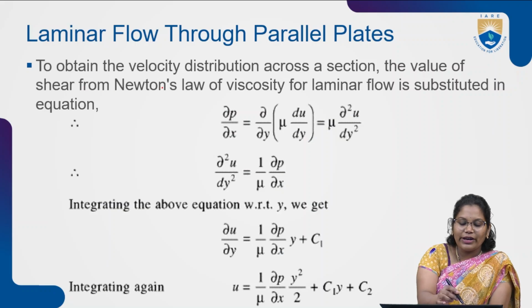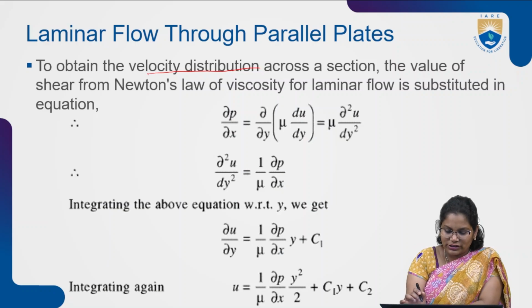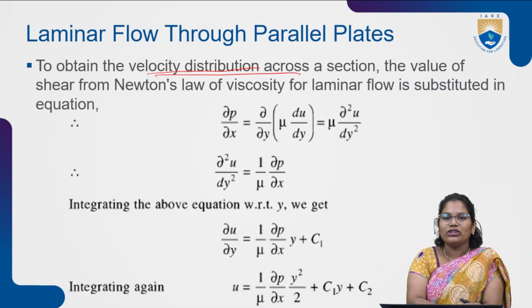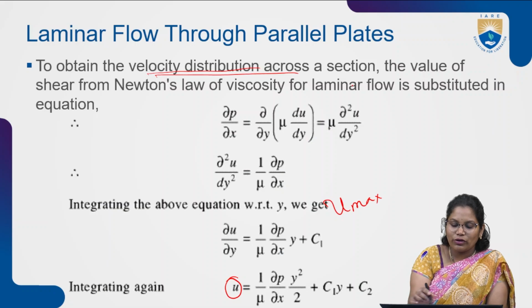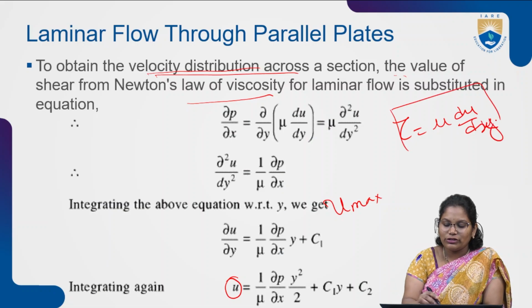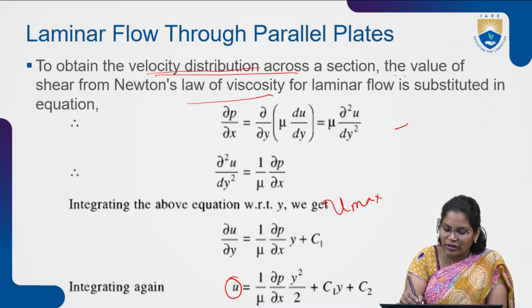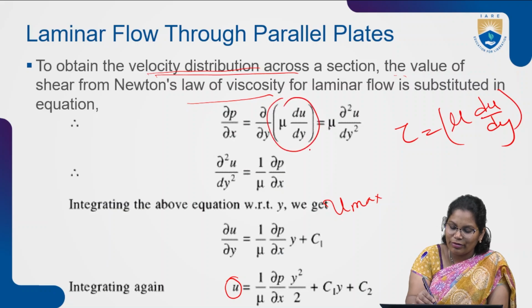Next we are deriving the velocity distribution in the small element. This is a generalized equation. From this equation we take out how the velocity is distributed, what the value of u is, and what u max is. According to Newton's law of viscosity, for laminar flow we already know tau is equal to mu into ∂u/∂y. So in place of tau, I am writing mu into ∂u/∂y.